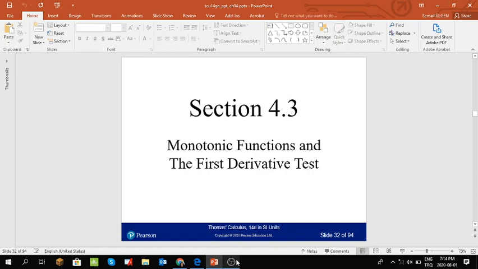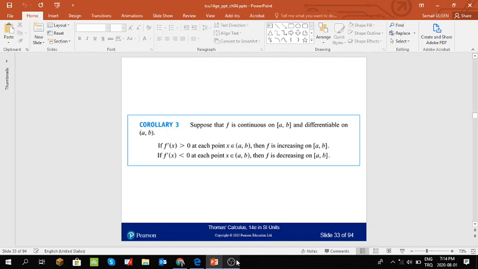Okay, next we are going to talk about section 4.3. This is monotonic functions and the first derivative test. First we are going to talk about what a monotonic function is, and then we are going to talk about the first derivative test and the use of that test. Alright.